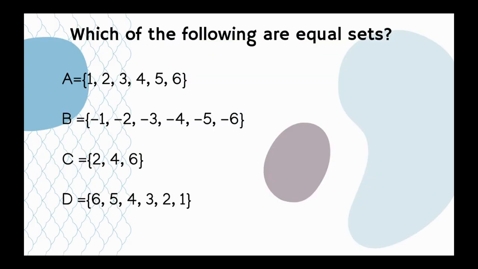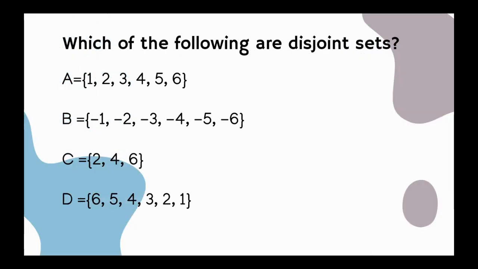Now, which of the following are equal sets? If we look at these, remember an equal set has exactly the same elements, all right? And that would be A and D. So set A and set D are equal. B is not the same because those are all negative, and then C obviously doesn't have all of the same elements, so it's not equal.